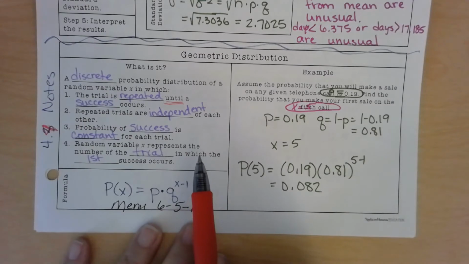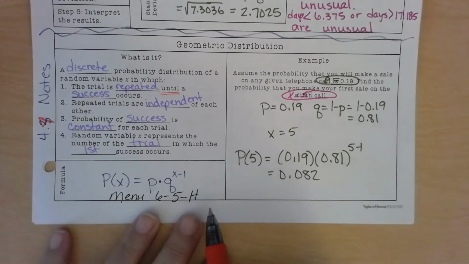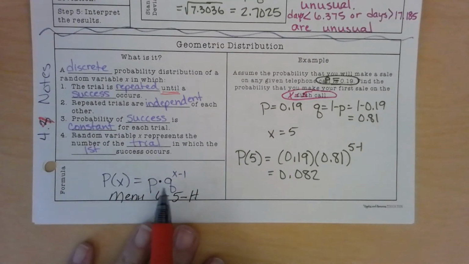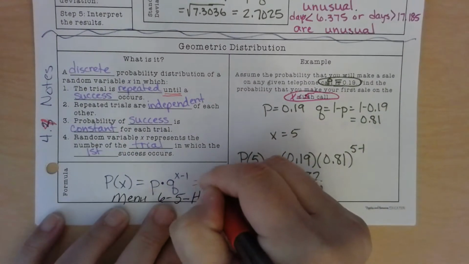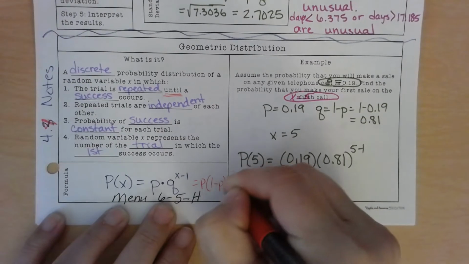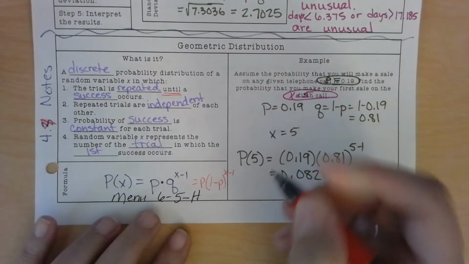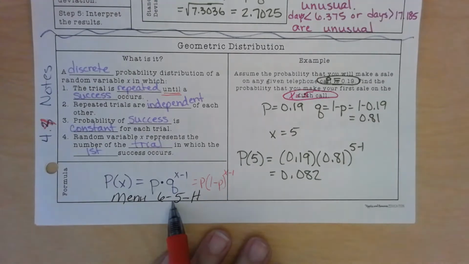And then the random variable X represents the number of trials in which the first success occurs. So the formula is P times Q raised to the X minus 1. And remember, Q is 1 minus P. So this is really P times (1 minus P) raised to the X minus 1. On our calculator, menu 6 5 H, we'll get the same thing. You put in your P and your X, and I will show you that here in just a second.